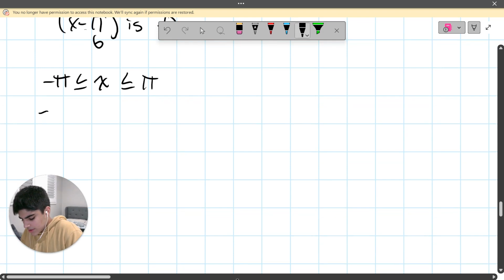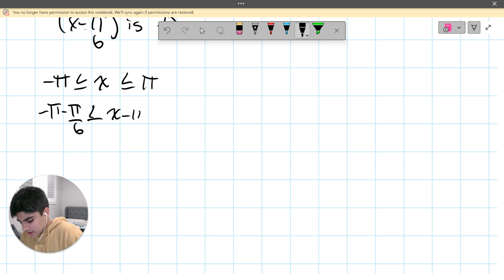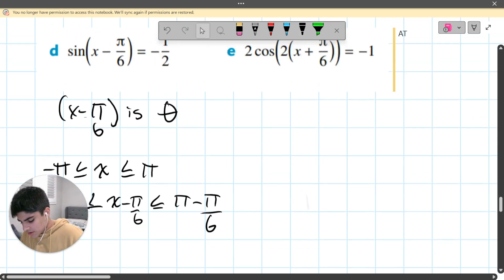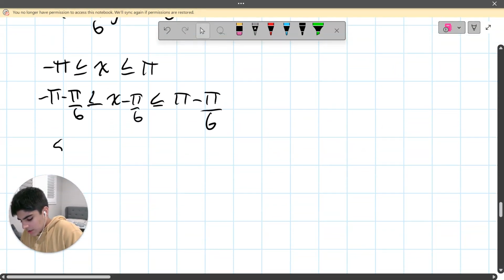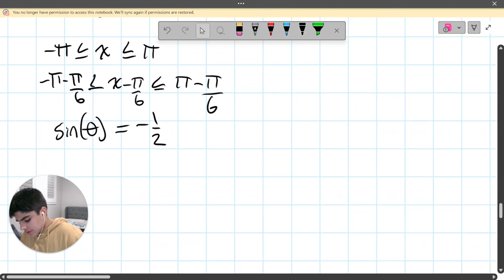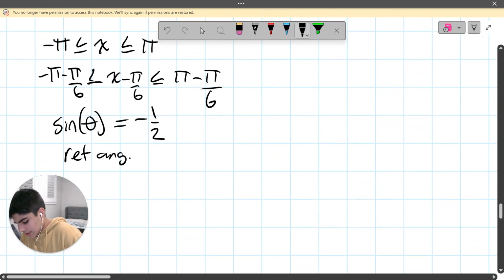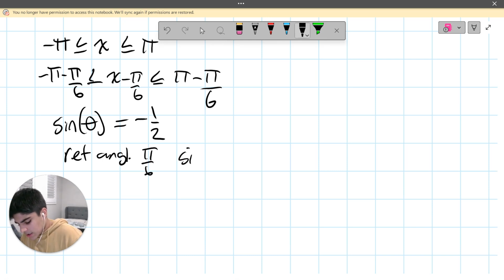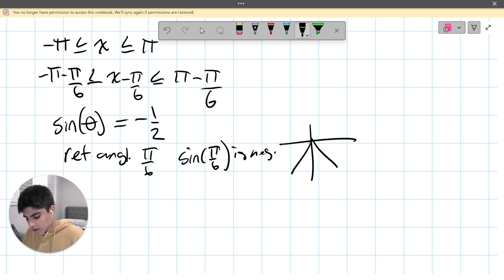Let's apply this here. Negative pi minus pi on 6 is less than or equal to x minus pi on 6, which is less than or equal to pi minus pi on 6. Sine theta equals negative 1/2, which makes our reference angle pi on 6. And sine is negative in the third and fourth quadrants.